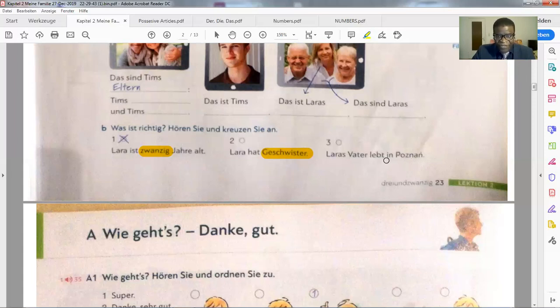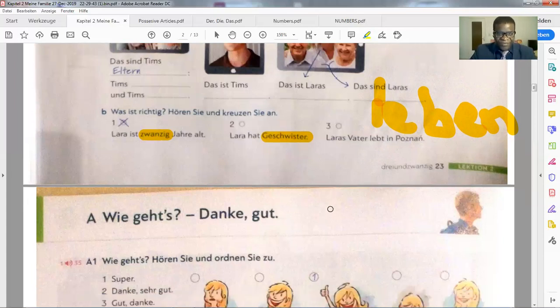Now, the original verb is leben. Okay, am I allowed to write here? Leben, this is the original. L, that's L. Leben, to live. But talking about somebody else, in this case, reference, third person. Lives, lived in Poznan, as simple as all that. Now you're masters because you've done the grammar.